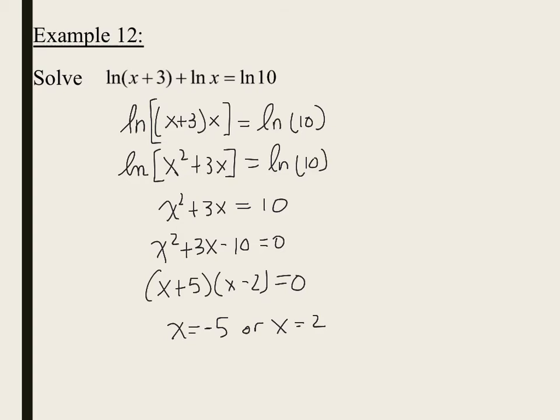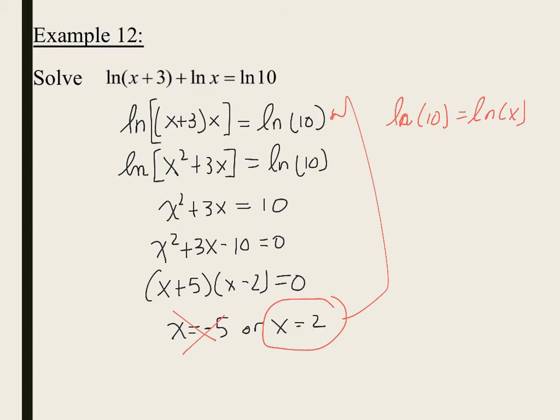The minus 5 is not going to work, because when we put minus 5 in there, we get a log of a negative number. That's not going to work. So now the question is, does 2 work? And it does, because we can plug this back in, and we see that the natural log of 10 is equal to the log of 10. So the only answer here is x is equal to 2.